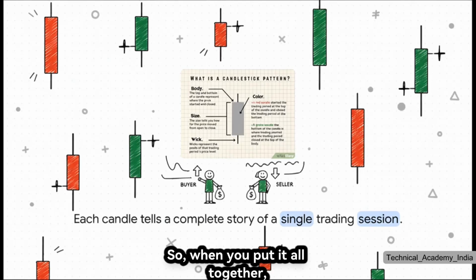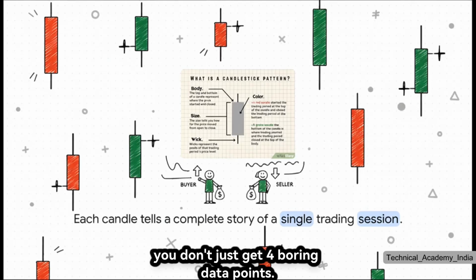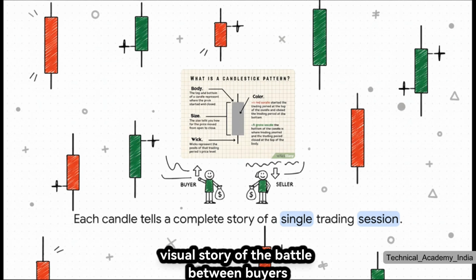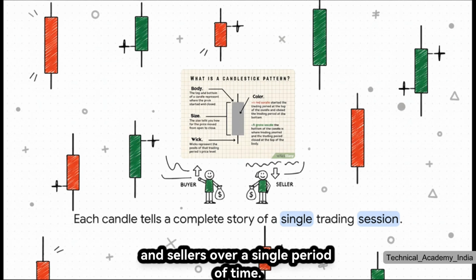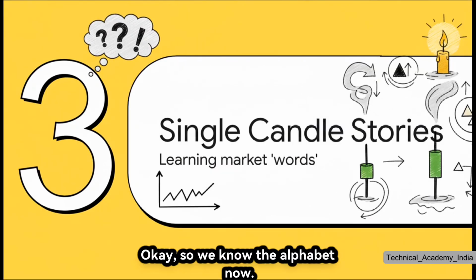So, when you put it all together, you've got the body, the wicks, and the color. You don't just get 4 boring data points. Nope. You get a complete visual story of the battle between buyers and sellers over a single period of time. Okay, so we know the alphabet now. Let's start learning some actual words.